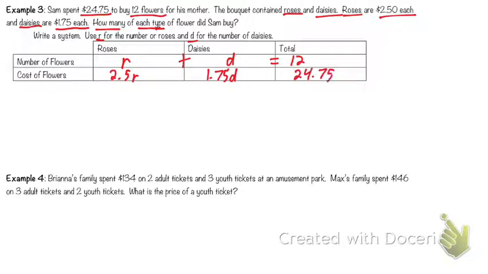$24.75. Okay, we're given that number. Okay? So in our first equation, we're saying, okay, we're adding these. R plus D equals 12. And notice I left some space in there on purpose, okay? Anyone have an idea of what our second equation might be? 250R plus 175D equals 24.75. And that's exactly right. 2.5R plus 1.75D equals 24.75. Okay?